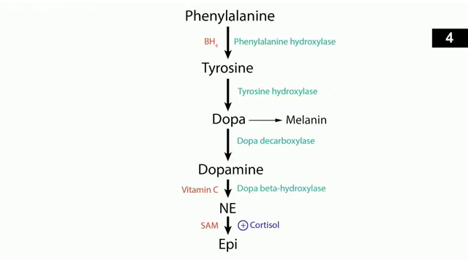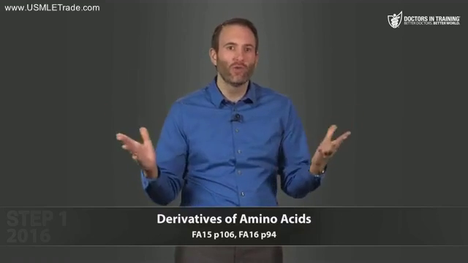Now, what happens when you break these things down? Well, dopamine gets broken down by the enzymes monoamine oxidase and catechol O-methyltransferase, and that's going to lead it down a pathway to HVA. Norepinephrine gets broken down to something called VMA, and then epinephrine to something called metanephrine. Important stuff there.